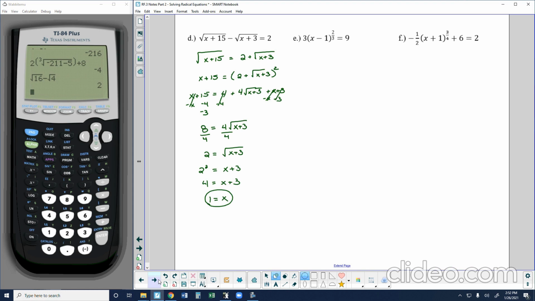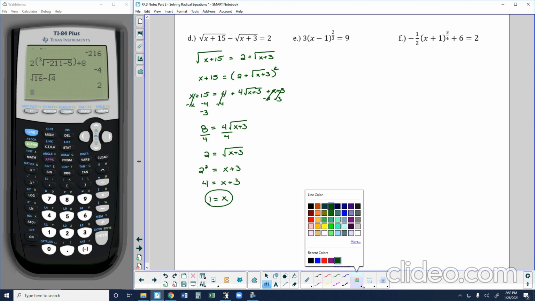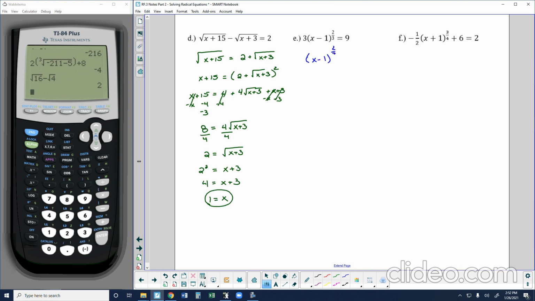So let's take a look at number 3 then. If I have to solve here in E, the first thing I'm going to do is try to get this parentheses, this exponent expression, by itself. So I'm going to divide both sides by 3. This leaves me with x minus 1 to the 2/3 power, and that's going to equal 3. Now again, you don't necessarily need to show this step because we have that property, but I'd take the 3/2 power of both sides.